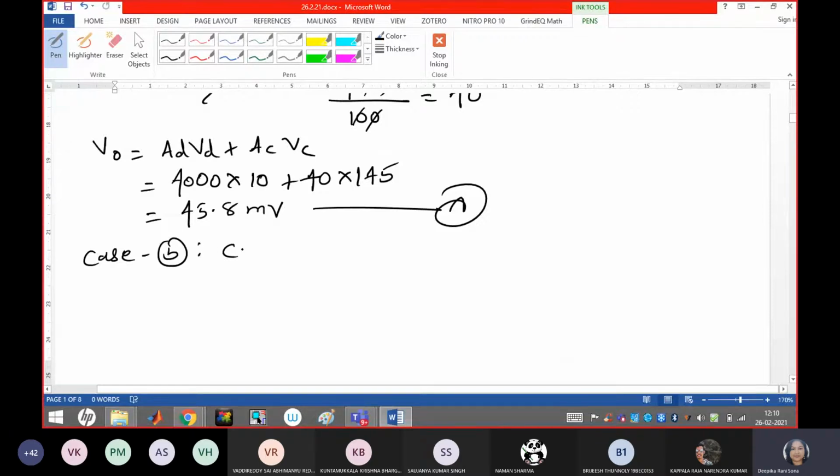Case B, when CMRR equals 10 to the 5. Calculate and tell me the answer. Calculate and tell me the value of V0. I am waiting for your response.